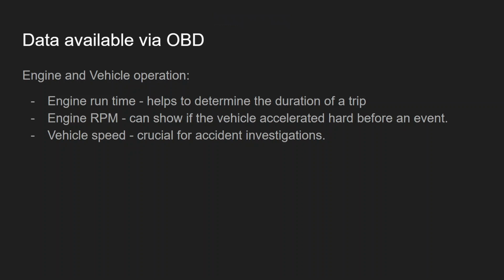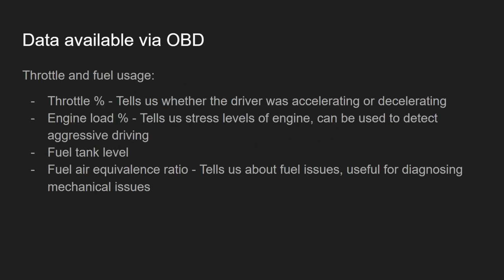In relation to engine and vehicle operation, we have engine runtime. This tells us the duration of the trip. And engine revolutions per minute. This can show if the vehicle is accelerated hard before an event. And vehicle speed, which is obviously crucial for accident investigations.